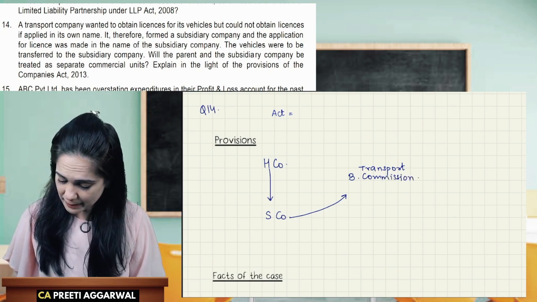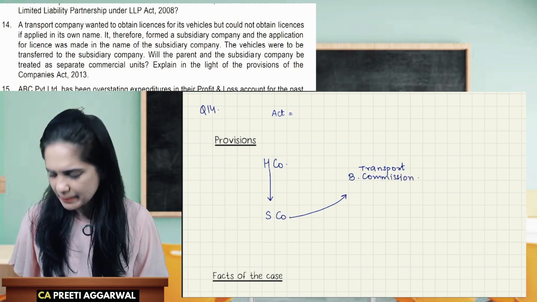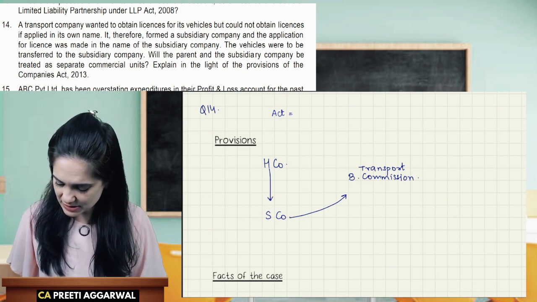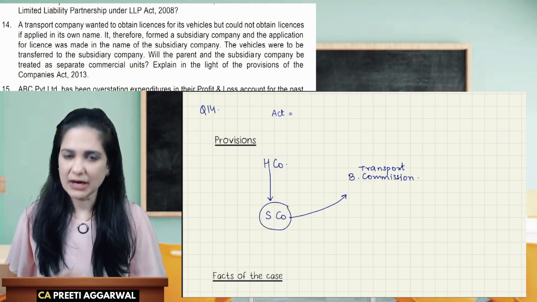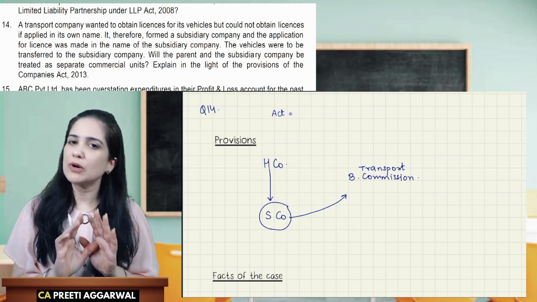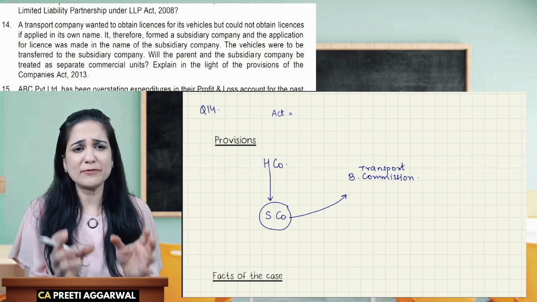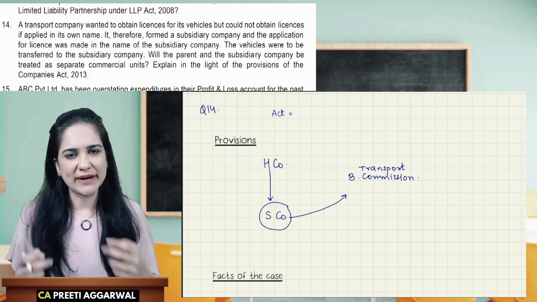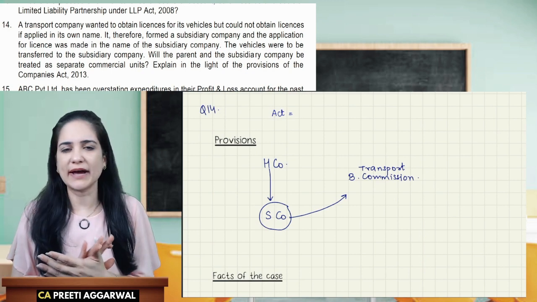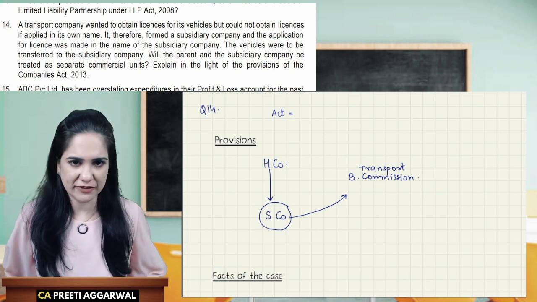Okay, so they applied to the British Transport Commission because they knew that if they applied in their own name they would not be given the licenses. Now this subsidiary company had no other business, it had no other income except for being incorporated and applying for the licenses. So they were not carrying on any business, they had no other source of income.